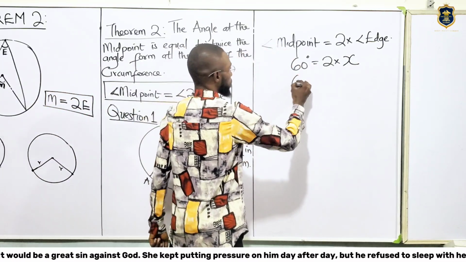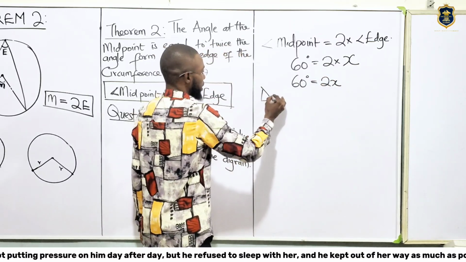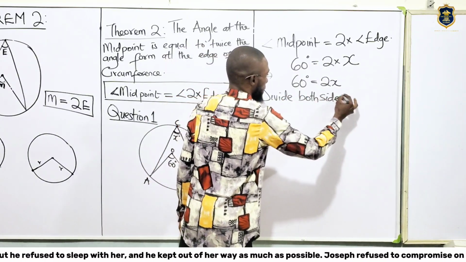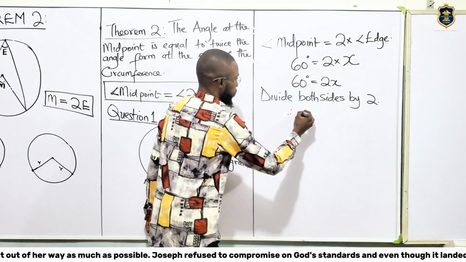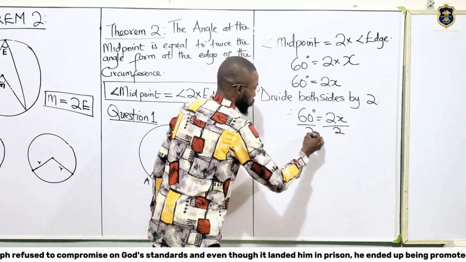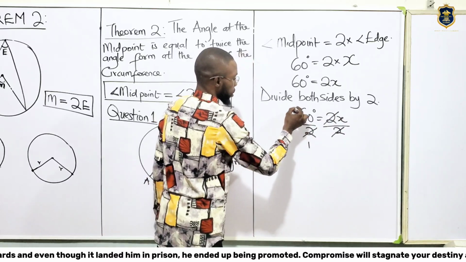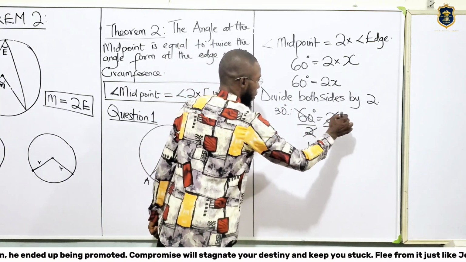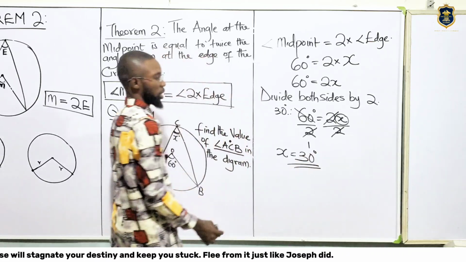So how do we solve? It becomes 60 degrees is equal to 2 times x, which is 2x. What do we do? We divide both sides by 2, because 2 is the coefficient of x. Dividing both sides by 2, the 2 cancels out the 2 here because they have the same value. 60 divided by 2 should be 30. That means x is equal to 30 degrees. That's what it simply means.